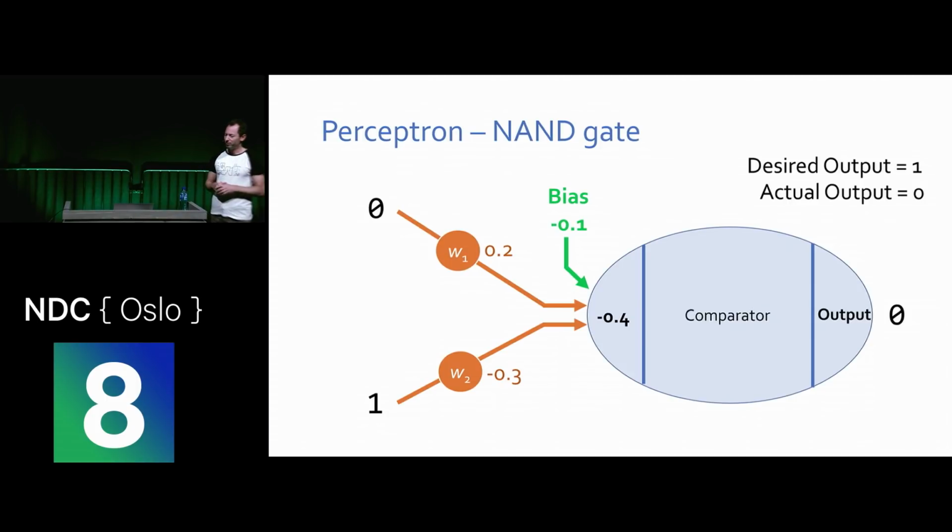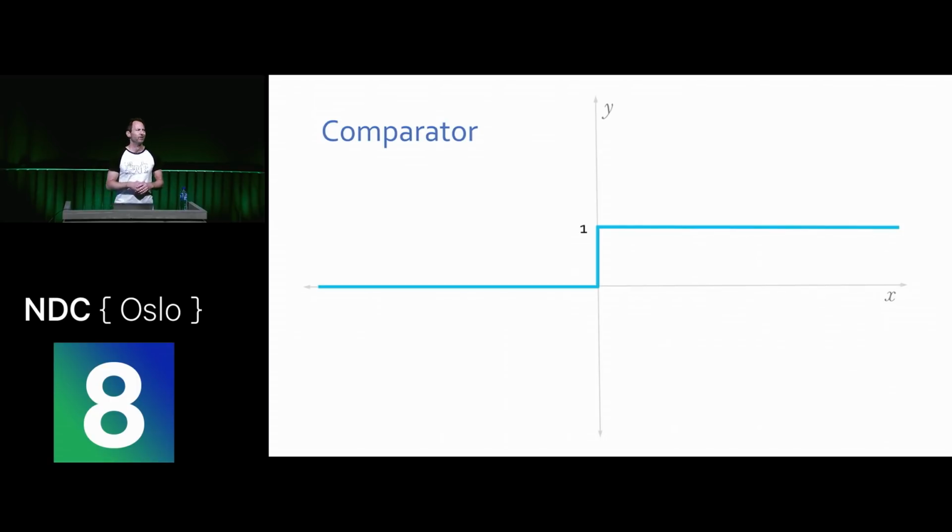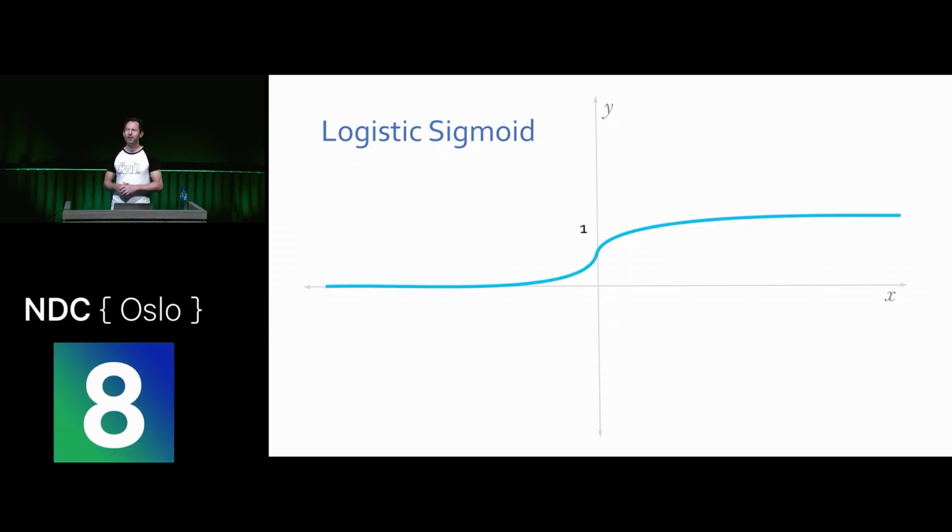The problem with the way we've done it here is that any small change we make to the weights or biases, we're going to get exactly the same answer. Because we're either right or wrong. There's nothing in between. There's no grayscale. This is not conducive to learning, right? It's either off or on. So if we look at that comparator function and we plot it, it's like that. Right? If we want to make it conducive to learning, we need to make it more like that.